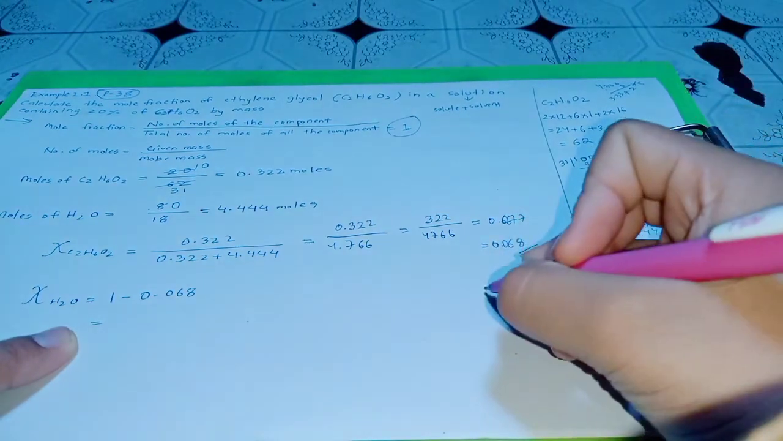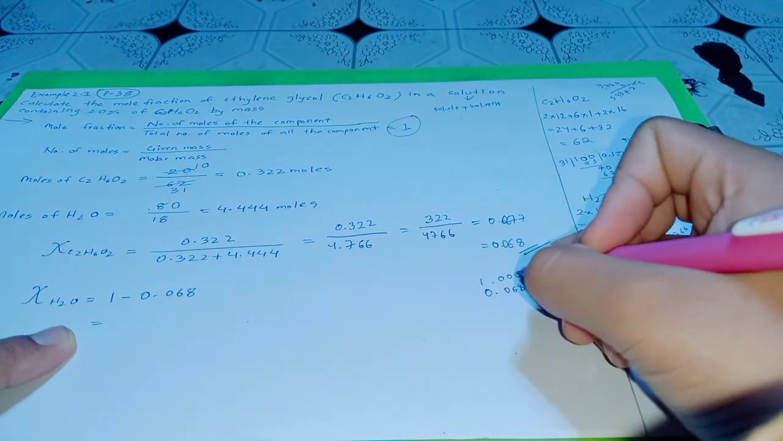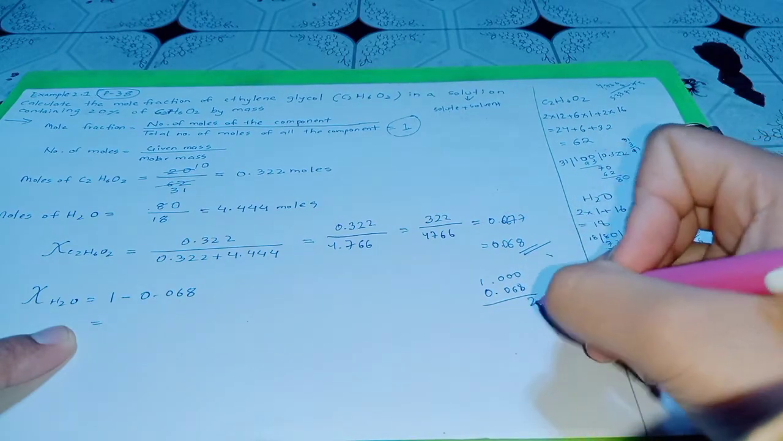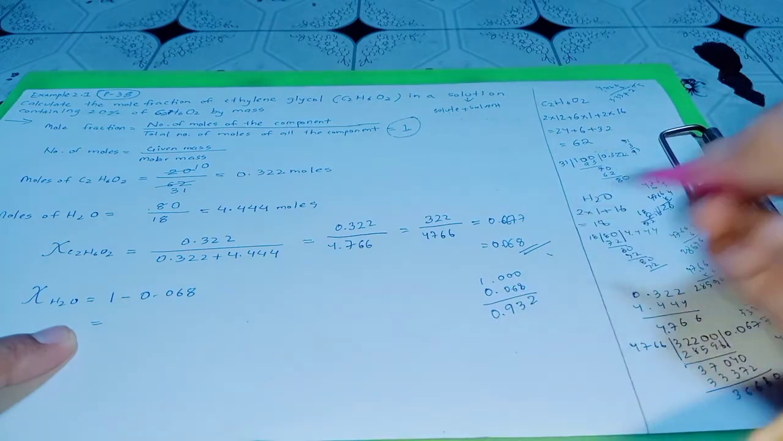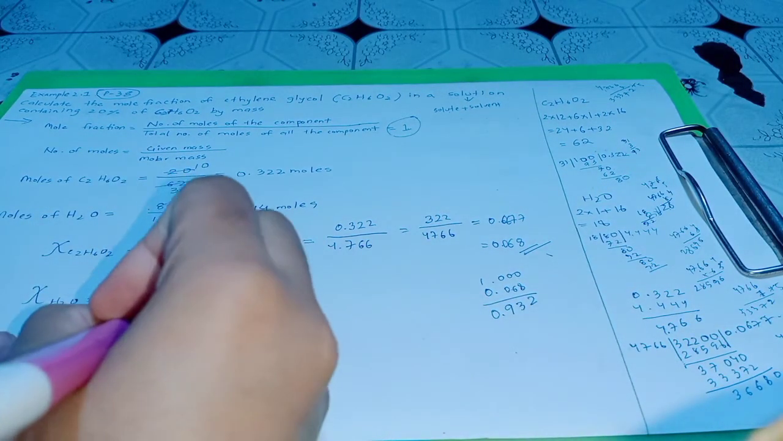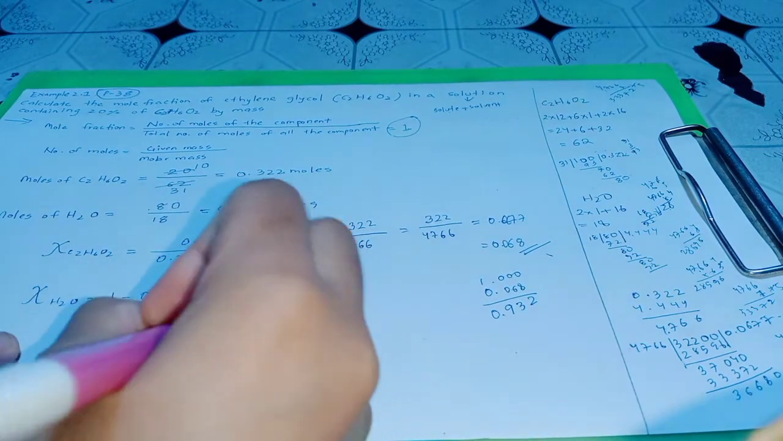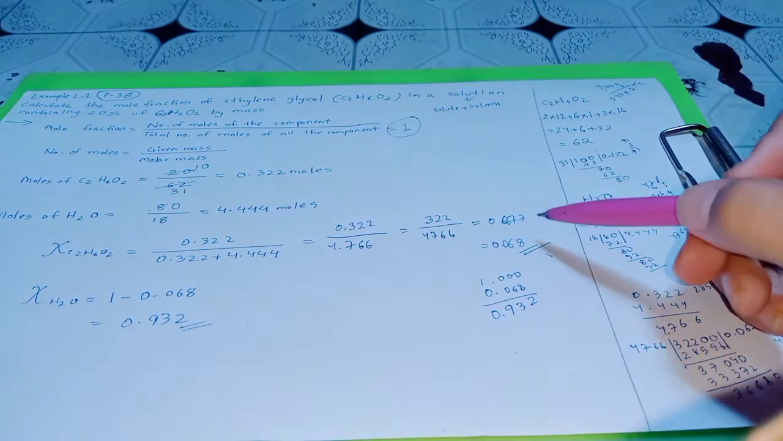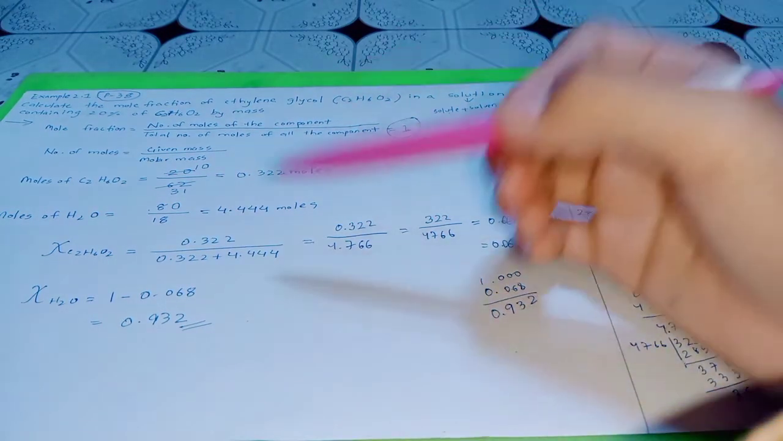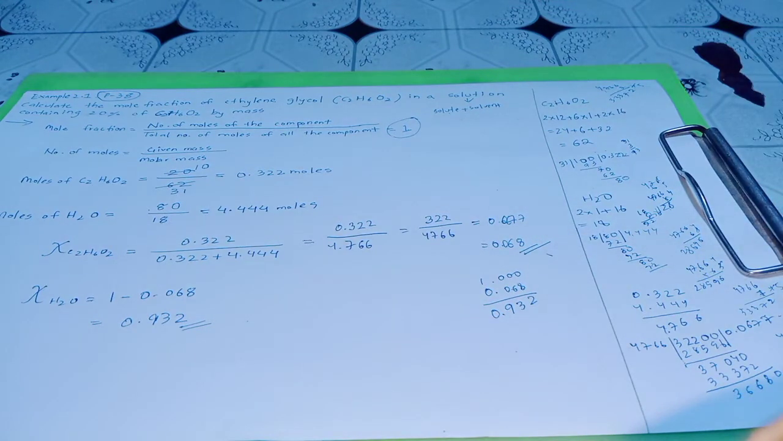So 0.068 will be subtracted from 1, right? So how much do we get? 0.932. This is the answer. So now we get the answer: the mole fraction of ethylene glycol is 0.068 and the mole fraction of water is 0.932. So this is how to find out the mole fraction.